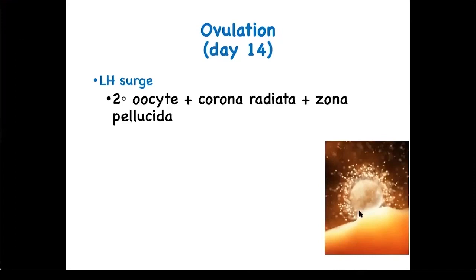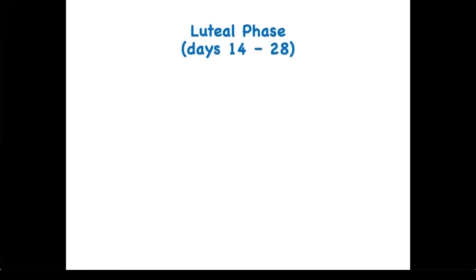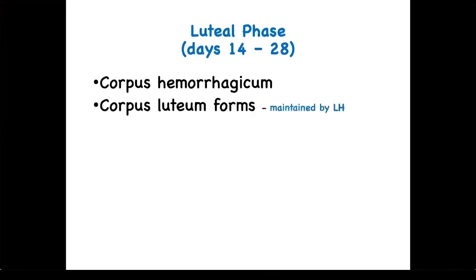During ovulation, the secondary oocyte, which is seen here, along with the zona pellucida and the corona radiata, are all released together. After ovulation, the luteal phase begins. The antrum of the ruptured follicle collapses and fills with blood. At this point, it is called the corpus hemorrhagicum. The corpus hemorrhagicum then develops into a corpus luteum.